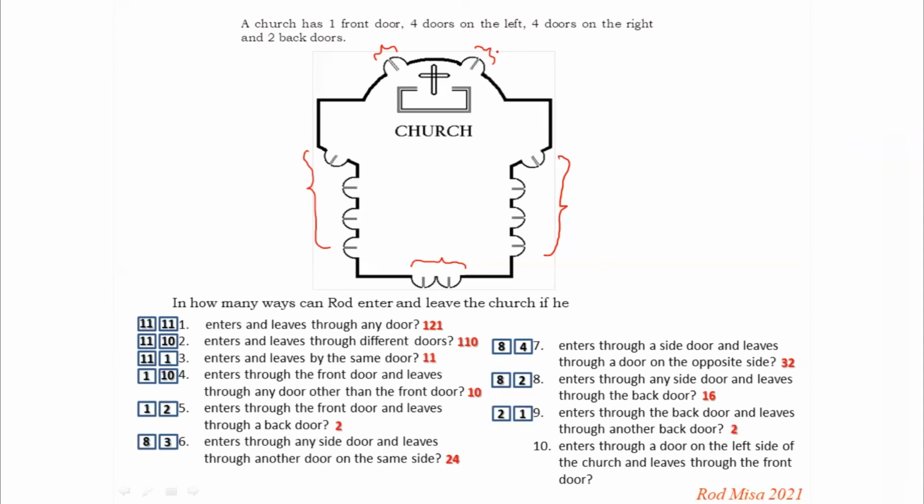But if he enters through a door on the left side of the church and leaves through the front door, he can choose any of the 4 doors on the left and then leaving the church with only 1 door because the church has only 1 front door. Hence, there are only 4 ways you can do that.